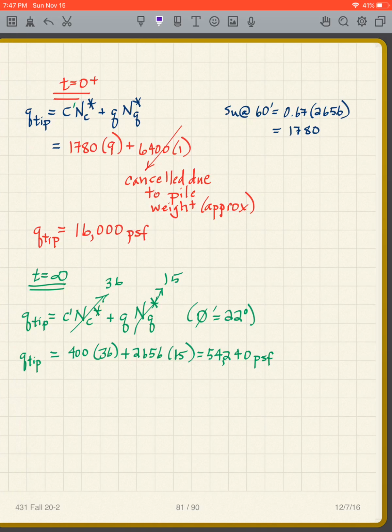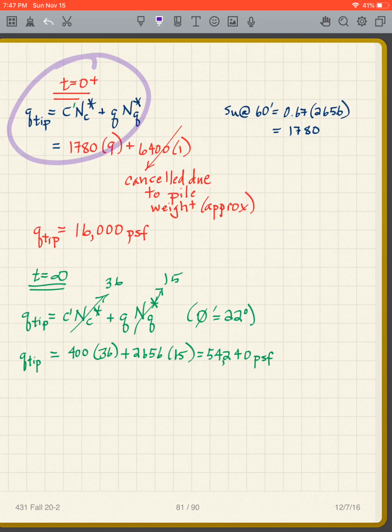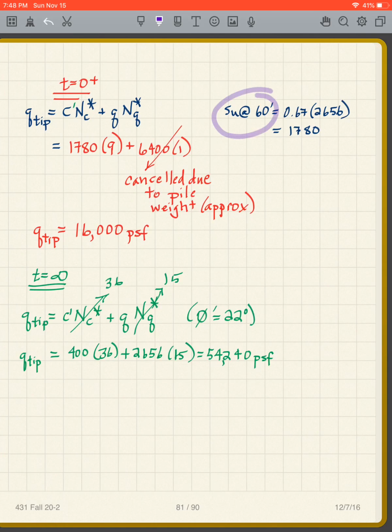I do my tip resistance. Notice the tip resistance is in clay. I have to have my t equals 0 plus tip resistance, and my t equals infinity tip resistance, because that's two different things, right? Because it's the clay. What do I have? I have to get my SU at 60 feet. Why the SU at 60 feet? Because my tip is in the clay at 60 feet. So how do I get that? SU at 60 feet is 0.67.